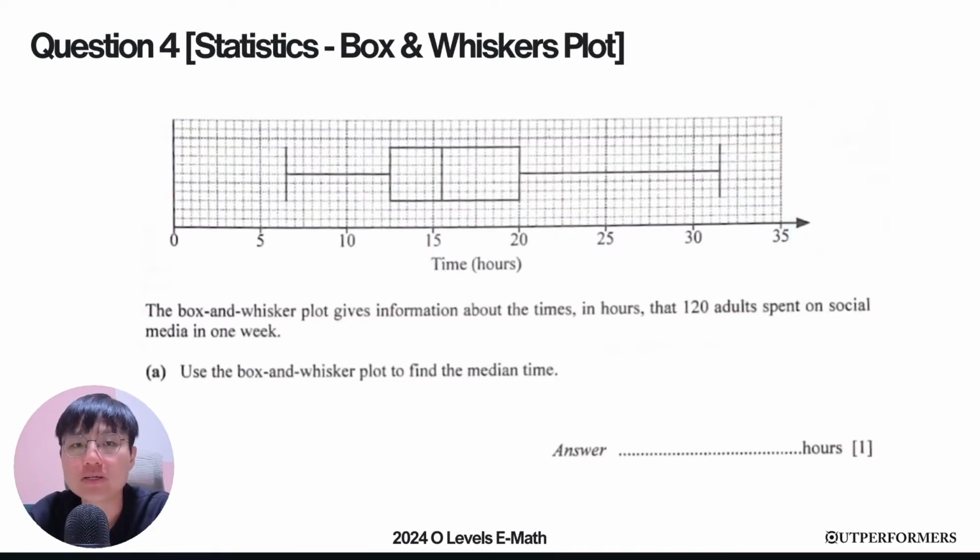Question 4 is on box and whiskers plot. They give us a box and whiskers plot, so there's a lot of interpreting of data over here. You'll realize, like the first one, we also need to interpret an inequality line. Now we need to interpret a box and whiskers plot. Do expect a lot more of this kind of interpretation rather than you getting to draw the box and whiskers plot. So they want us to find the median time first.